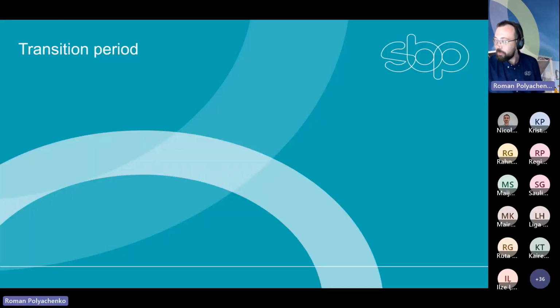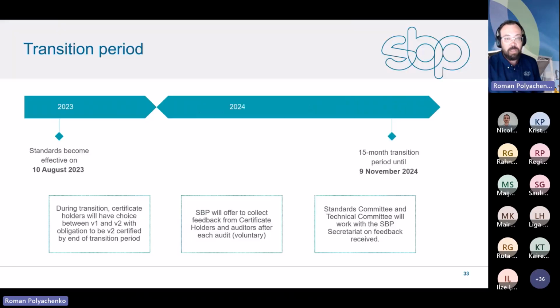And before we finish with the presentation, a few words about the transition. We already covered this during the launch, so let me spend 2 minutes on the transition just to remind you and give you some advice. So the revised standards will become effective on 10th of August 2023, followed by the 15-month transition period. During the period between now, or 10th of May, and 10th of August, we are working on finalization of last normative documents, making different changes in the DTS audit portal, providing training, providing different webinars.